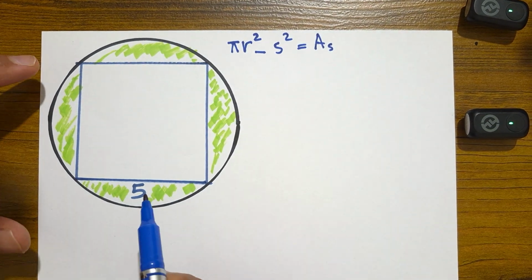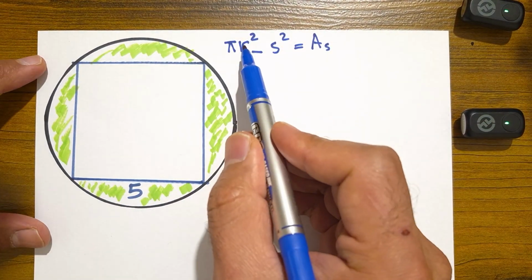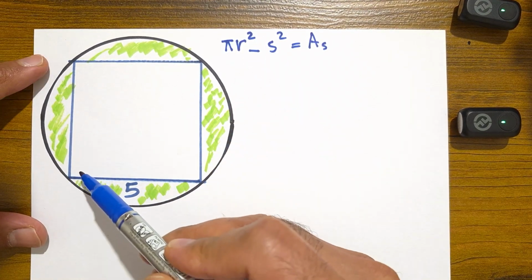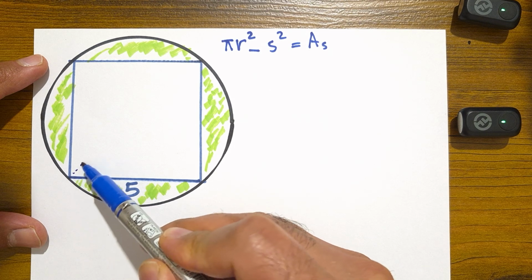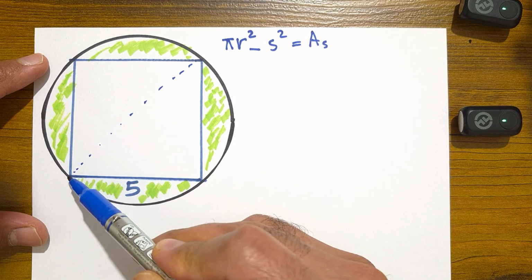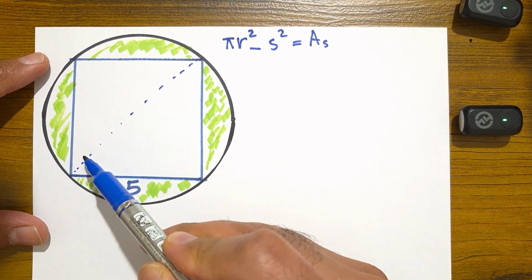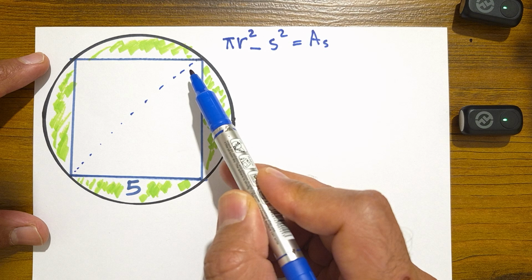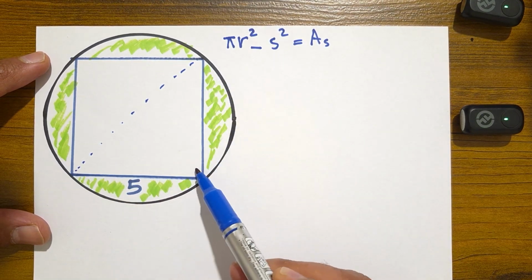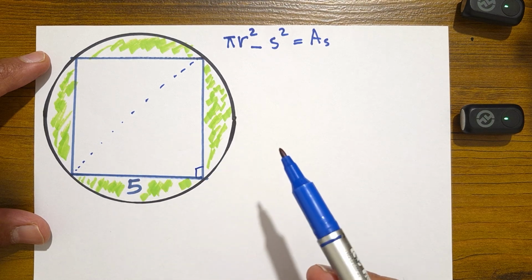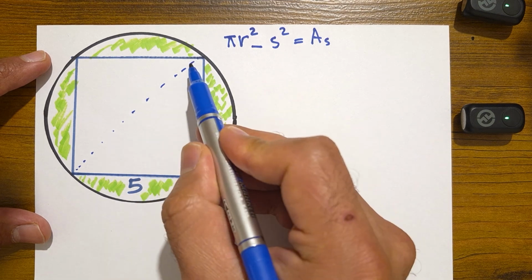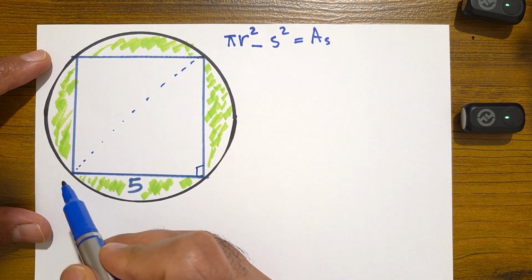So we have the side length of the square, but what we don't have now is the radius of the circle. So look at a shape here. The radius of the circle is, if you draw a line here, the diagonal of the square, it is the same thing as the diameter of the circle. So we can calculate the diagonal of the square because we have the side length, right? And then if we divide it by 2, then we have the radius of the circle. So the diagonal is the diameter of the circle, right?